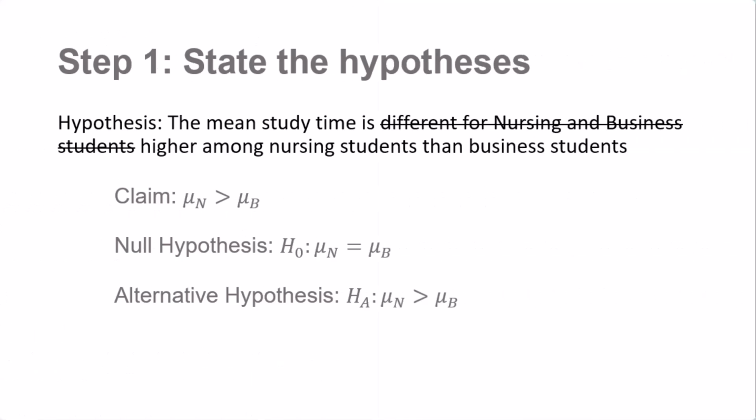In this case, in the samples, I might have noticed that nursing students had a higher mean than business students. And I could have carried out a one-tailed test for this. So if instead of just claiming that the mean study time is different for nursing and business students, I claimed that the mean study time is higher among nursing students than business students, then our claim would be that mu sub n is greater than mu sub b. This does not change the null hypothesis, but this does now say that this would be a right-tailed test.